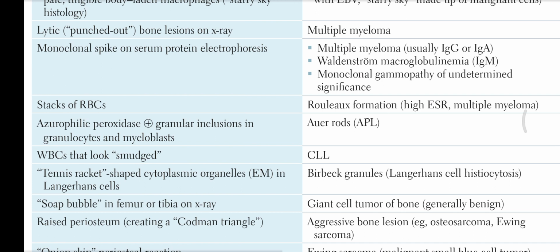Eosinophilic peroxidase-positive granular inclusions in granulocytes and myeloblasts, that is Auer rods, seen in APL.